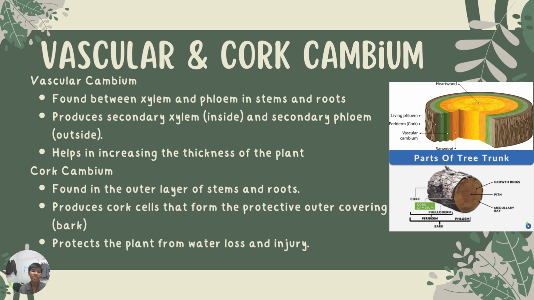Let's look at the vascular and cork cambium. Vascular cambium is found between xylem and phloem in the stem and roots. It produces secondary xylem inside and secondary phloem outside. It also helps in increasing the thickness of the plant. The second one is cork cambium. Cork cambium is found in the outer layer of stem and root. It produces cork cells that form the protective outer covering.